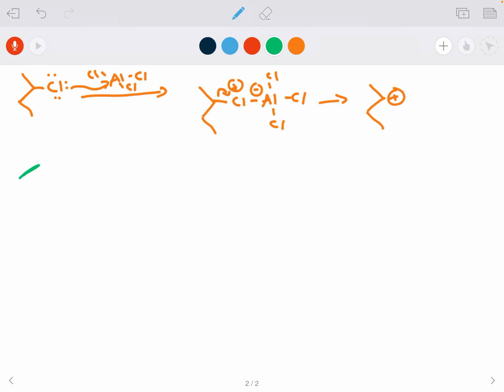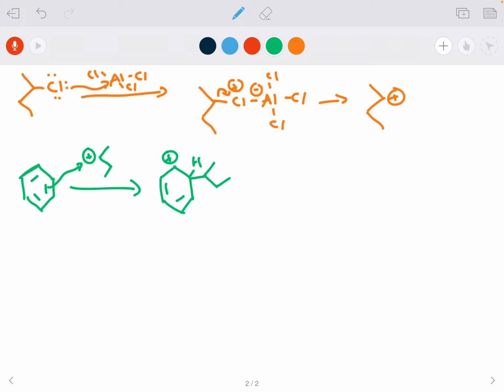So now that I have that electrophile, my benzene ring, one of the pi bonds from it, will react with the electrophile to give me that, right? So similar to the other electrophilic aromatic substitutions, we have the carbocation on the ring now, right? This is in resonance.